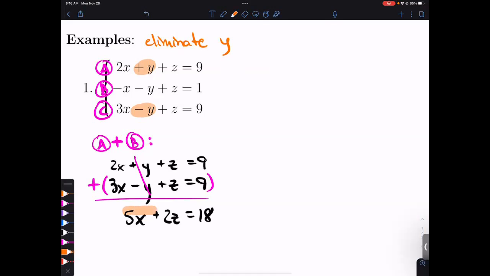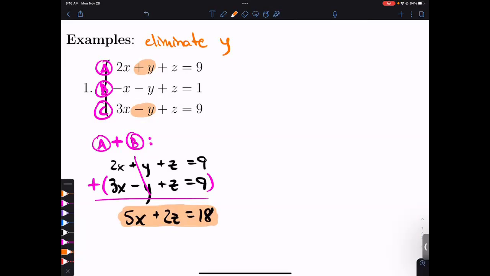Okay. Now this is a new equation, right? It's a new thing. I took two of the things we started with, I mushed them together. I got this, which is a new thing that's in terms of what? X and Z. Okay, do we know what X or Z are? No, they're unknowns at this point, right? I don't know what either one is. X and Z, there's two of them.